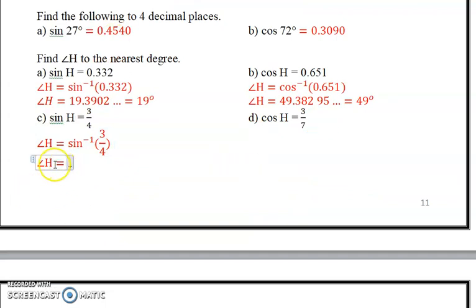So angle H is going to equal, and we go second function sine, and just put 3/4. You don't have to change it to a decimal, and that'll give you 48.590 which is equal to, the 5 rounds the 8 up to a 9, so it's 49 degrees. We'll do the same thing with the cos. So I'll steal the cos.